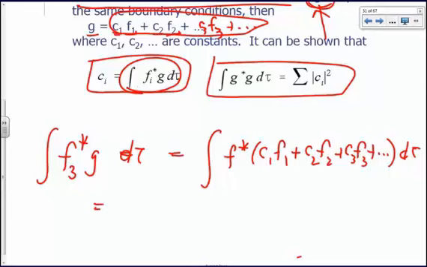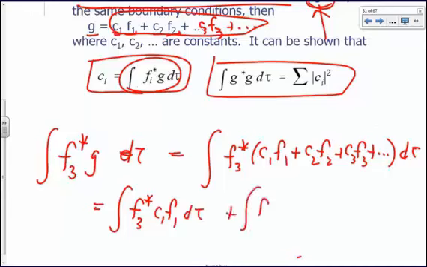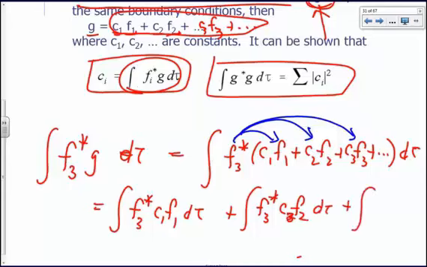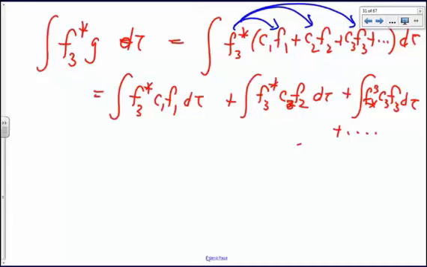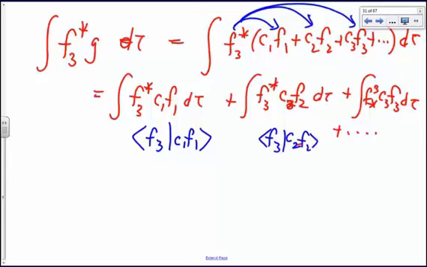And what would that be equal to? The integral of f3 star c1 f1 d tau, plus the integral of f3 star c2 f2 d tau, so I just distribute, plus the integral of f3 star c3 f3 d tau, plus something else. Or in bracket notation, this is f3 c1 f1, plus f3 c2 f2, plus f3 c3 f3.